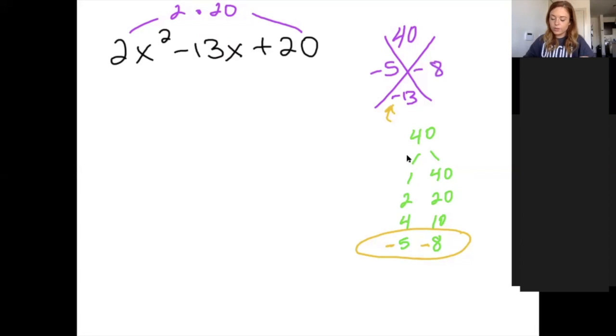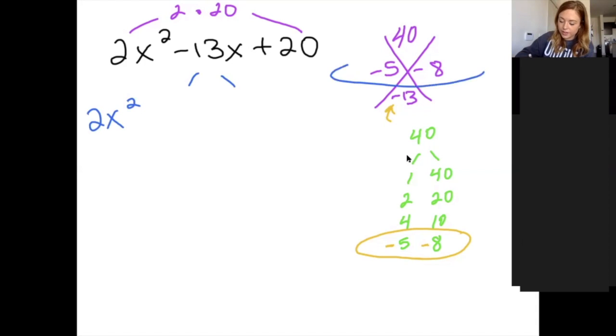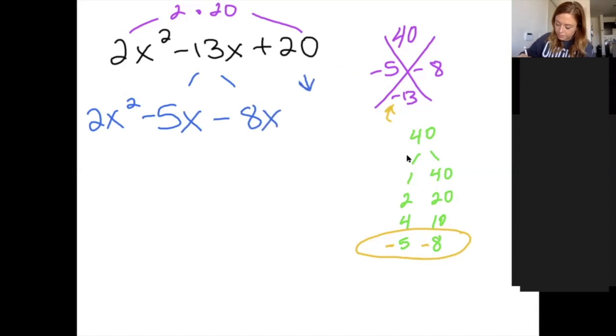Okay, so we're going to move those two numbers up into our x. And now we have to break apart our original problem. Okay, so we're going to rewrite this. We're only going to change that b value. We're only going to change that negative 13x, and we're going to break it apart with what we found over here for our x. So I'm going to drop the 2x squared down. And now I'm going to come over to my x over here, and I'm going to rewrite those values. So negative 5x and negative 8x, and then I'm going to drop down that plus 20.